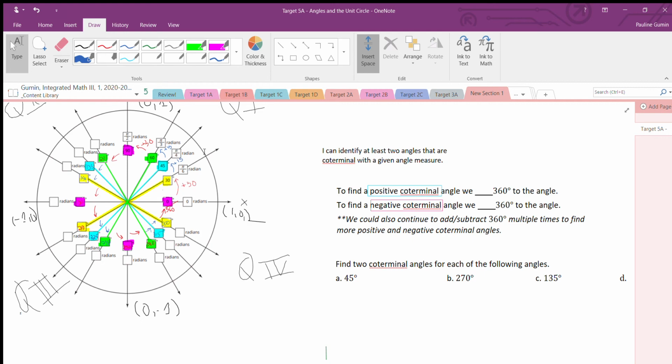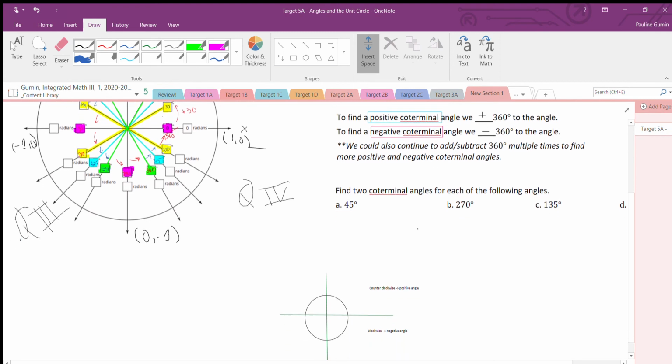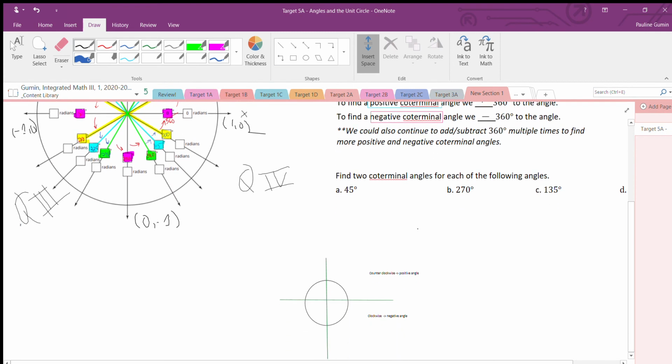All right, so to find a positive coterminal angle, we will add 360 to whatever angle we have. To find a negative one, we subtract. And this little note says what I just said. We can add and subtract as many times as we want. Now, what does this mean? What does that look like other than just adding and subtracting?